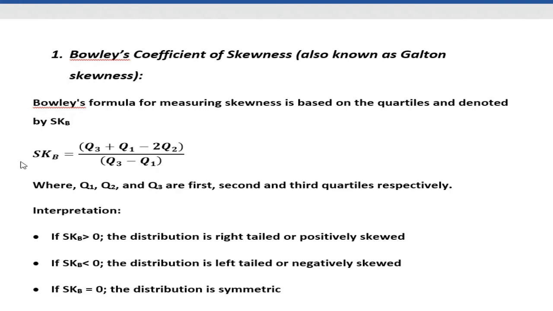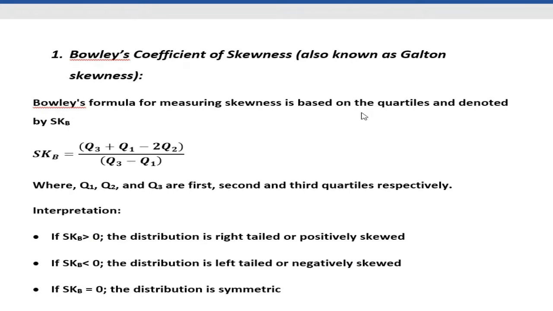After doing the calculation by Bowley's coefficient of skewness, if you get a positive value, which is greater than 0, the distribution of data will be right tail or positively skewed. If you get a negative value of SKB, that is less than 0, the distribution will be left tail or negatively skewed. If SKB, that is Bowley's coefficient of skewness, equals 0 or near about 0, the distribution will be symmetric. So this is the formula to calculate Bowley's coefficient of skewness.